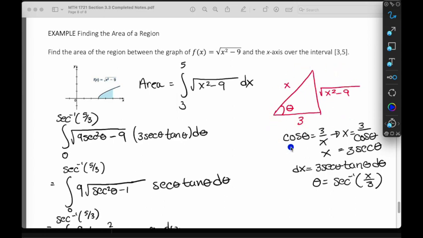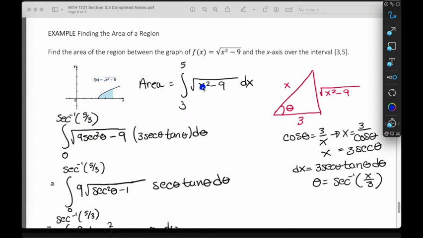So that gives us that the cosine of the angle is adjacent over the hypotenuse, so that's 3 over x. And when we solve that for x to make our substitution, we get 3 over cosine theta. Now this can get messy using fractions, so it's easier to rewrite this as x is equal to 3 secant theta. And then when we take the derivative of x, we get 3 secant theta tan theta d theta. So this is what we're going to use to substitute for dx.